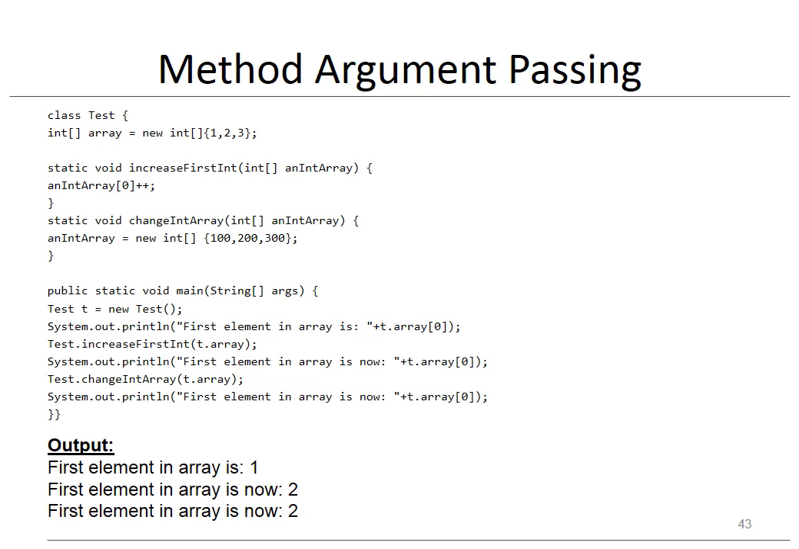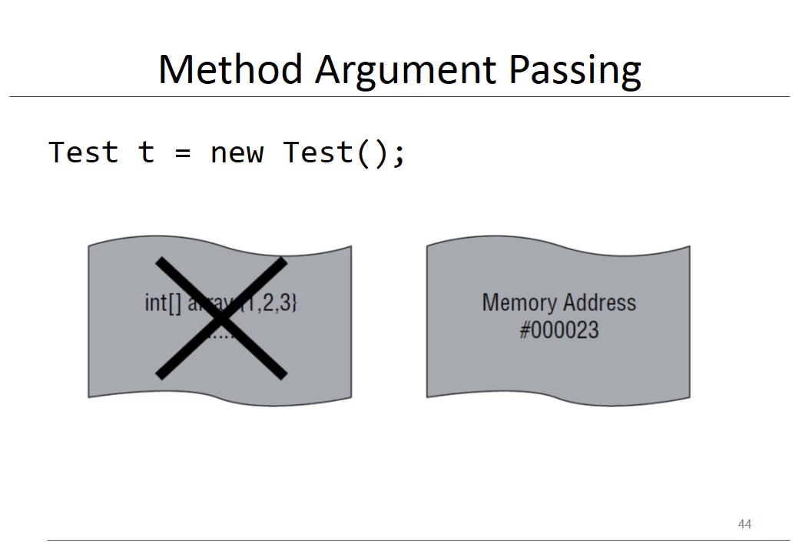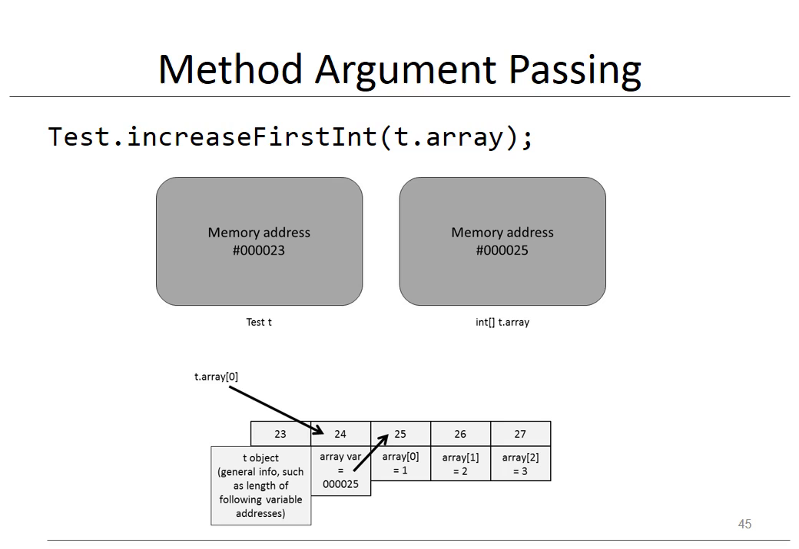To make sure you fully understand this, let's explain it once more. So remember, we first create an object t. Don't think of t as containing all information and behavior stored in the test object, but as a piece of paper holding an address in memory, say memory address 23. What happens now when we call the method increaseFirstInt with t.array as its input parameter? You can think of t.array as a piece of paper with the memory address where the array values are stored. So here you can see how we navigate now.